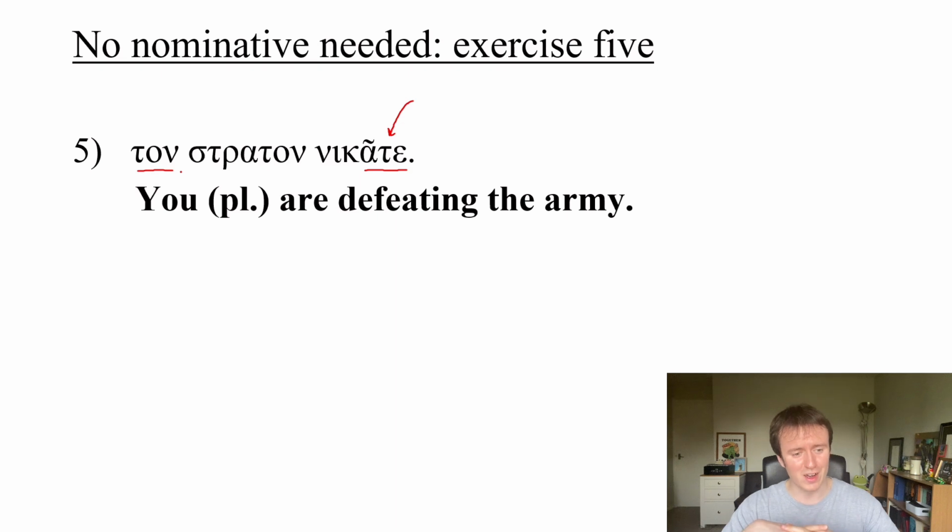I hope that you enjoyed it, I hope that you found it informative, and I hope that I have got across the idea that if there is no nominative noun or pronoun in an ancient Greek sentence, then you need to look at the person ending of the verb to find out who is doing the action, okay? Because in ancient Greek, you don't necessarily need a nominative noun or pronoun. So bear that in mind when you're translating in the future.